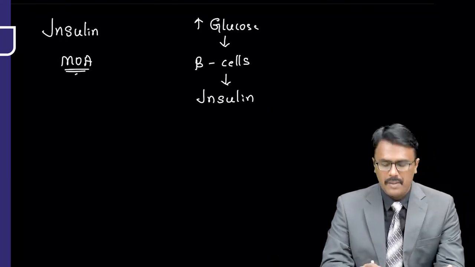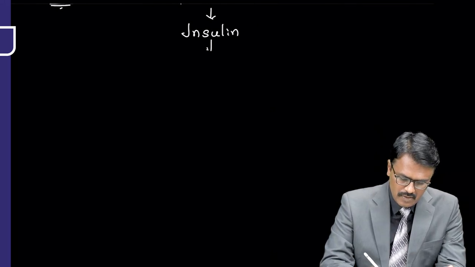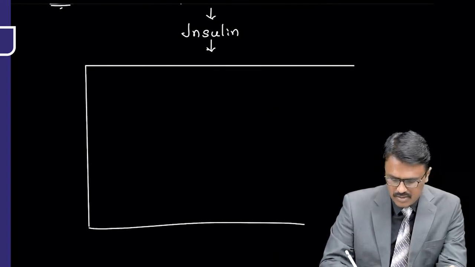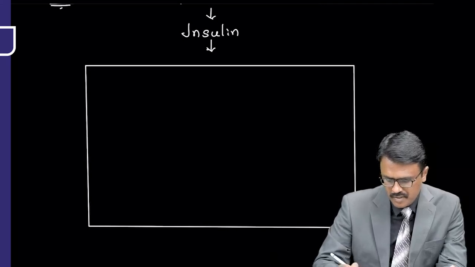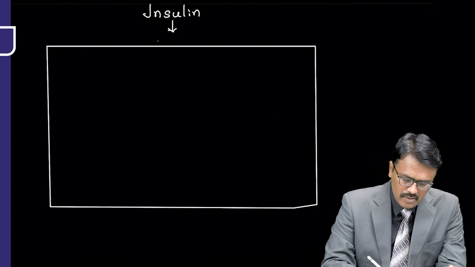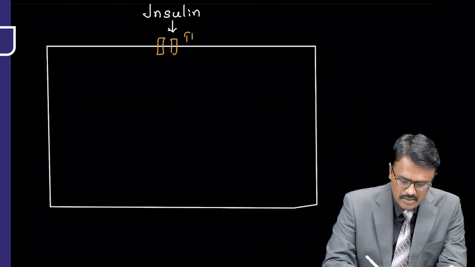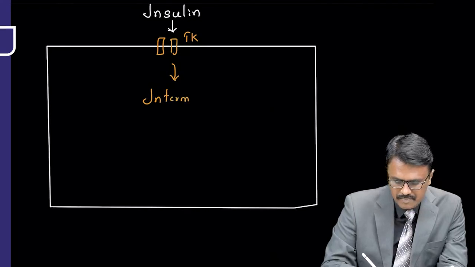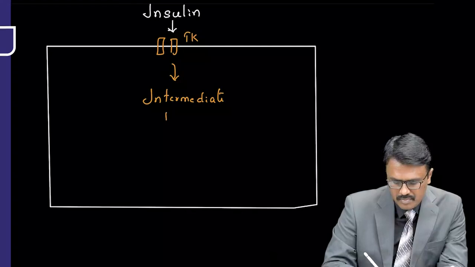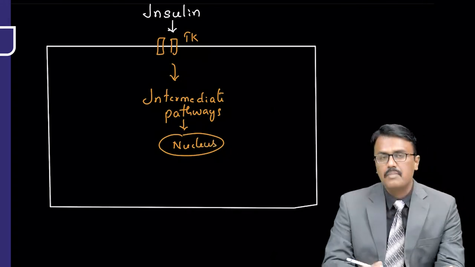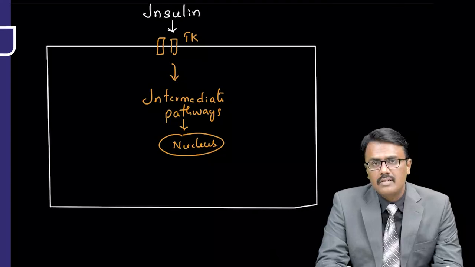Now what does insulin do? Let us discuss that. Whenever insulin is released, it acts on the cells. If you remember general pharmacology, insulin acts on the receptor called tyrosine kinase. When that is activated, it will activate the intermediate pathways, and these pathways will activate some gene transcription in the nucleus. For example, they can increase the production of GLUT.